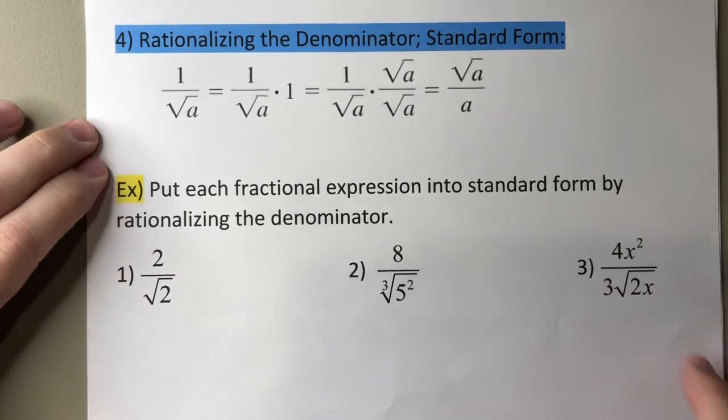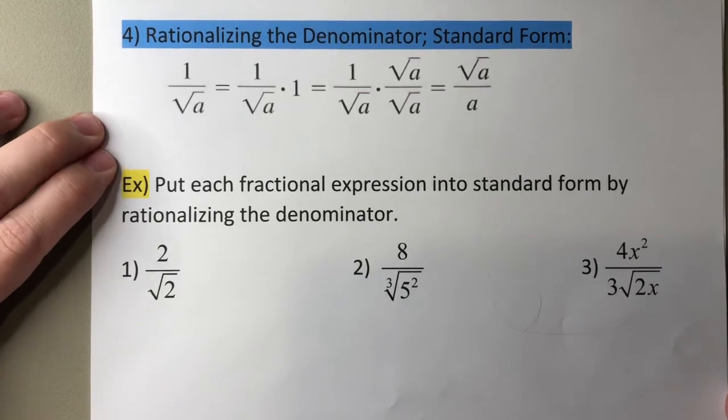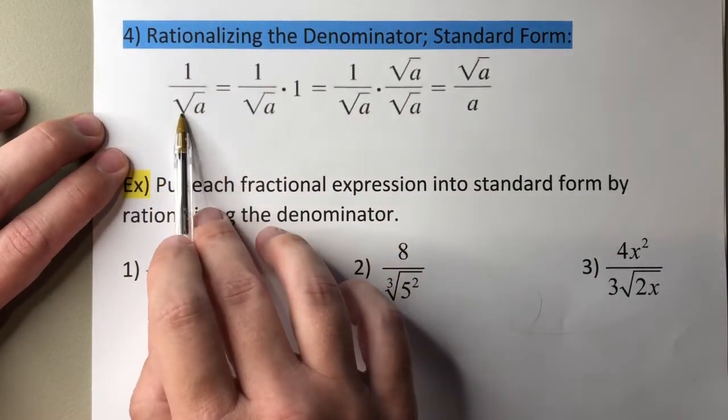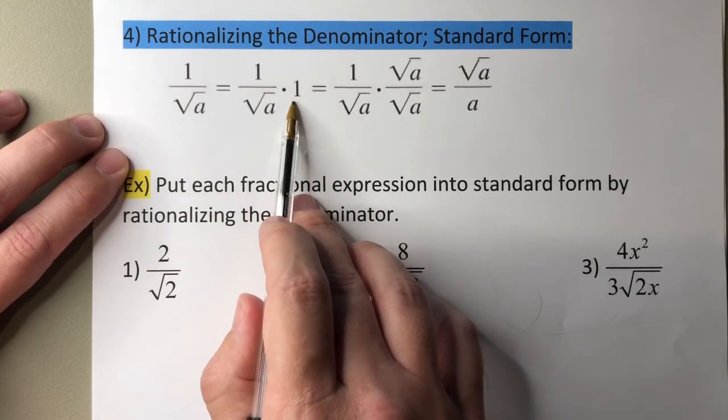These are more like what you're going to see on the test, okay? If you can handle these three, you're going to be in good shape. All right? So this is the most basic type. If you have 1 over the square root of something, you're allowed to multiply this by 1, like I just told you in the previous example.